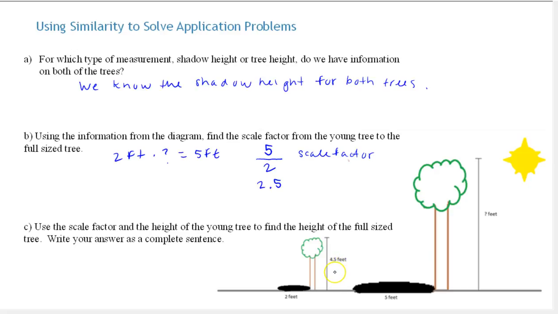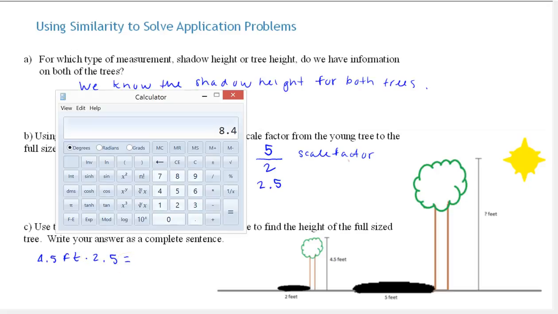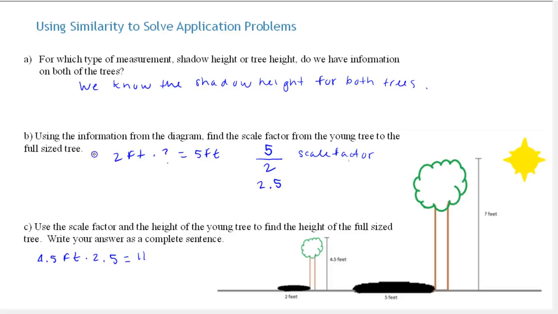So to go from the height of the small tree to the large tree, we'd multiply 4.5 feet times the scale factor. This tree is 2.5 times as large, so I'm going to multiply by 2.5. And let's use the calculator for that. 4.5 times 2.5 is 11.25. Okay, and again, I just like to write it on my diagram and see if everything seems to line up. It's 2.5 times larger than 4.5, and that makes sense.